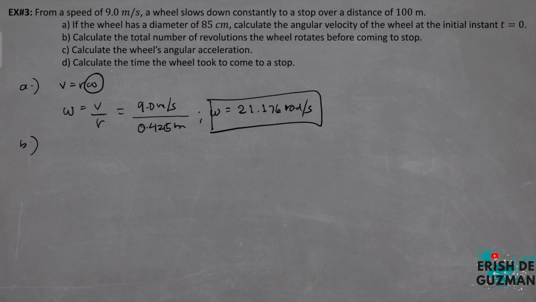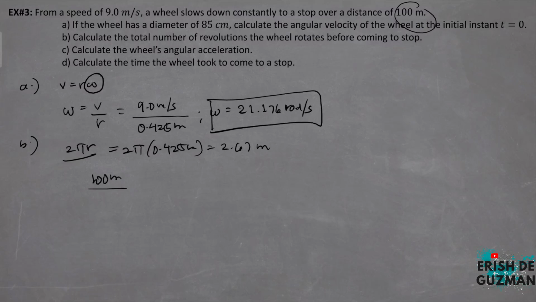For letter B, to calculate the total number of revolutions na kailangan ng wheel para makapag-rotate siya and mag-stop, umabot siya ng distance na 100 meters and yung circumference ng wheel is 2 pi r and bawat revolution ng wheel ay equal dun sa total distance na na-travel niya. Calculate muna natin itong 2 pi r na to. We have 2 pi times the radius na 0.425 meters and this is equal to 2.67 meters.